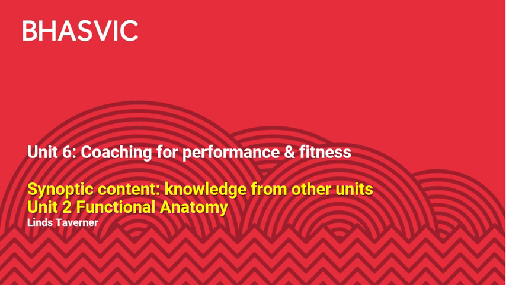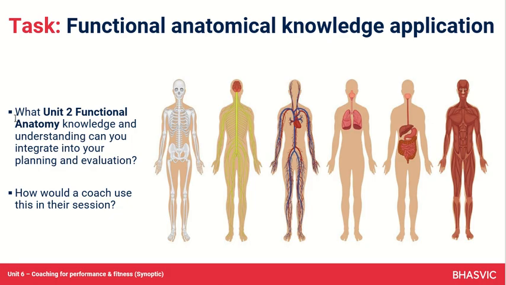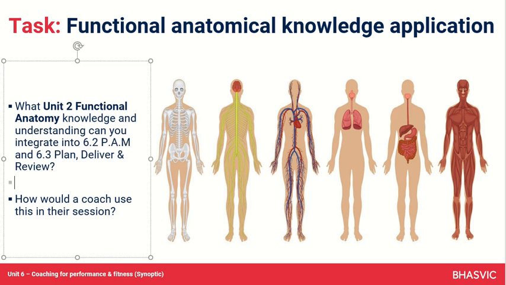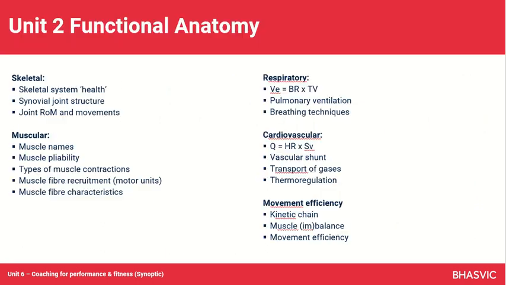You are supposed to be showing off what you know from other topics within this coaching unit. So I guess the primary question is, what Unit 2 functional anatomy knowledge and understanding can you integrate into your planning and evaluation of 6.3 and into PAM for 6.2? And similarly, it's not just where, what can you put in, it's how does a coach use this knowledge and information. So all I'm going to do for this section, because it's stuff that you should be reasonably strong at given you've gone through the whole unit and done your exam, is give a real superficial reminder of the sorts of content that we did.